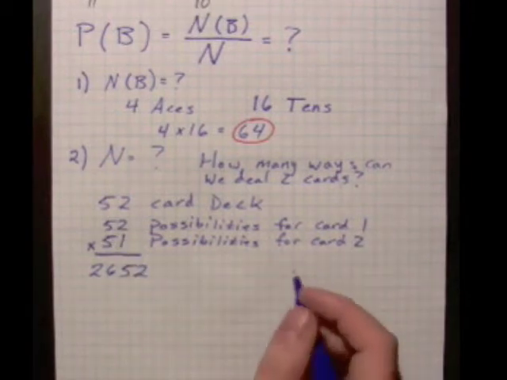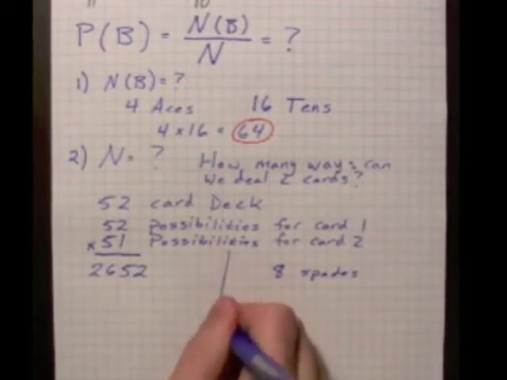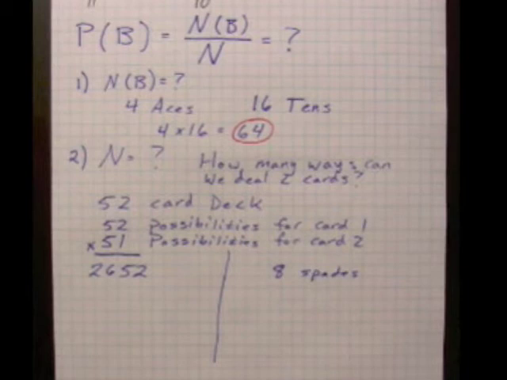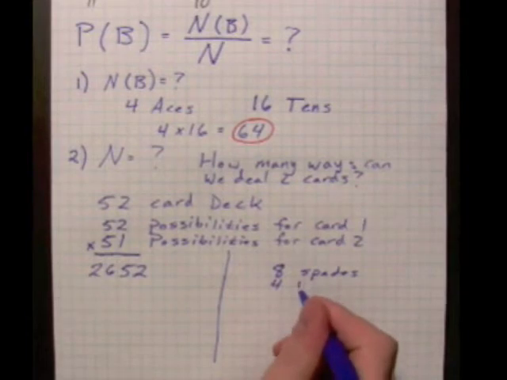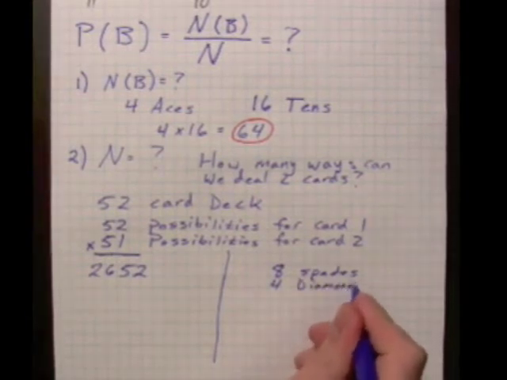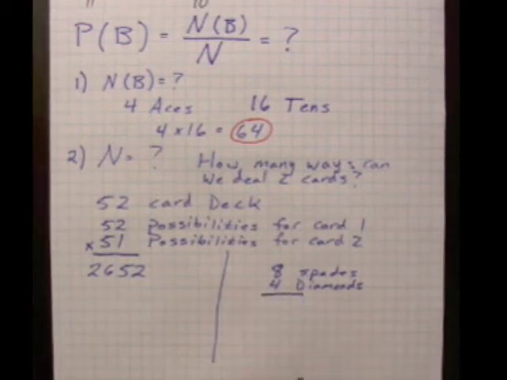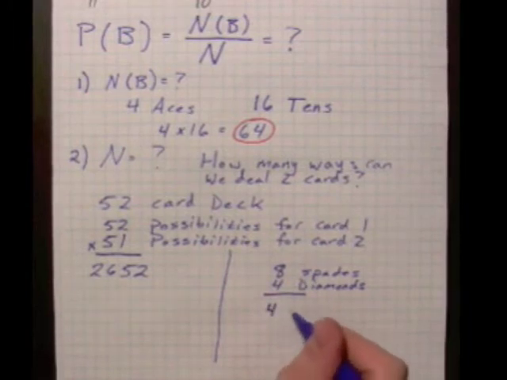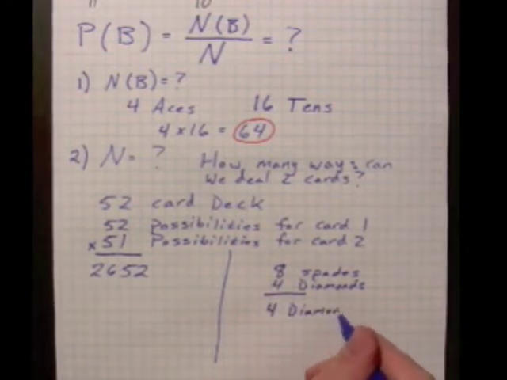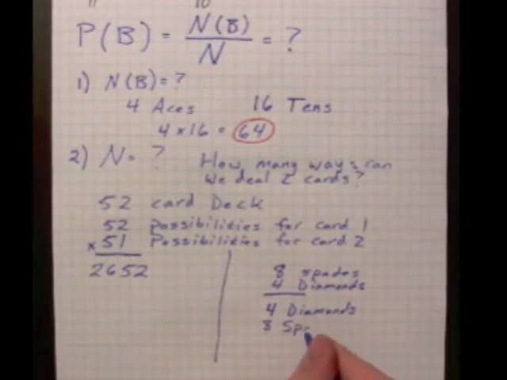52 cards. Let's say that the first card we deal happens to be the 8 of spades. Okay, we deal the 8 of spades, we go back to the deck, we deal out a second card. Let's say that it's the 4 of diamonds. Okay, that's certainly a way that 2 cards could be dealt. Okay, another way that the cards can be dealt would be if the first card was the 4 of diamonds, and then we deal the second card, and that is the 8 of spades.